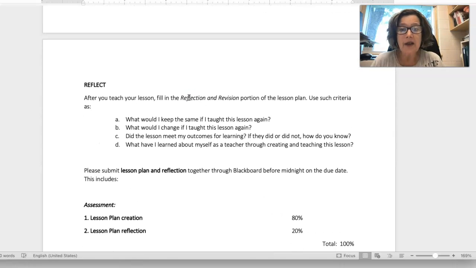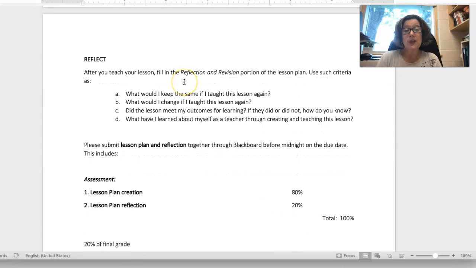Reflect. After you teach a lesson, fill in the reflection and revision portion of the lesson plan. Use such criteria as, what would I keep? If I taught it again, what would I change? Did the lesson meet my outcomes? What have I learned about myself as a teacher? Those are the questions that I want you to answer.